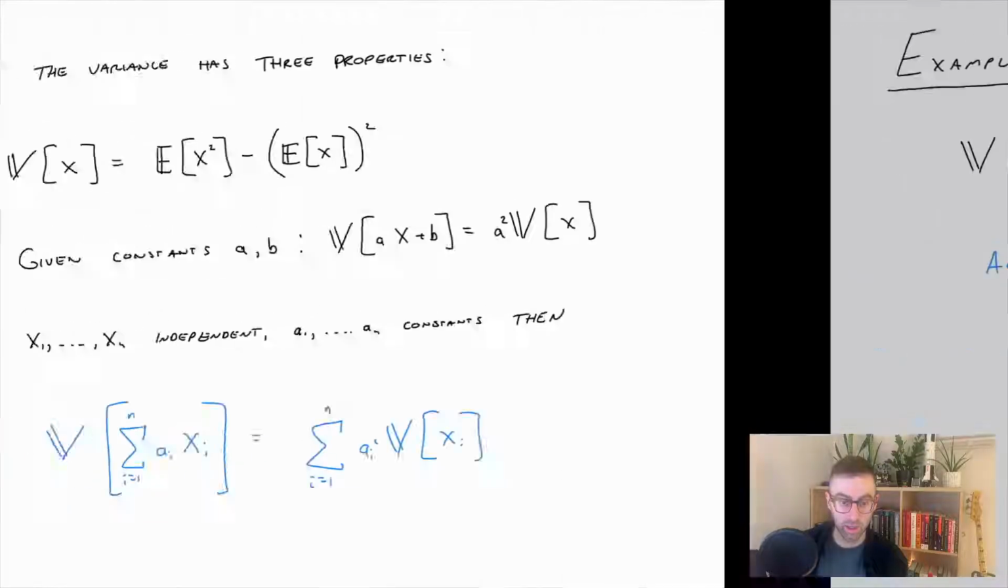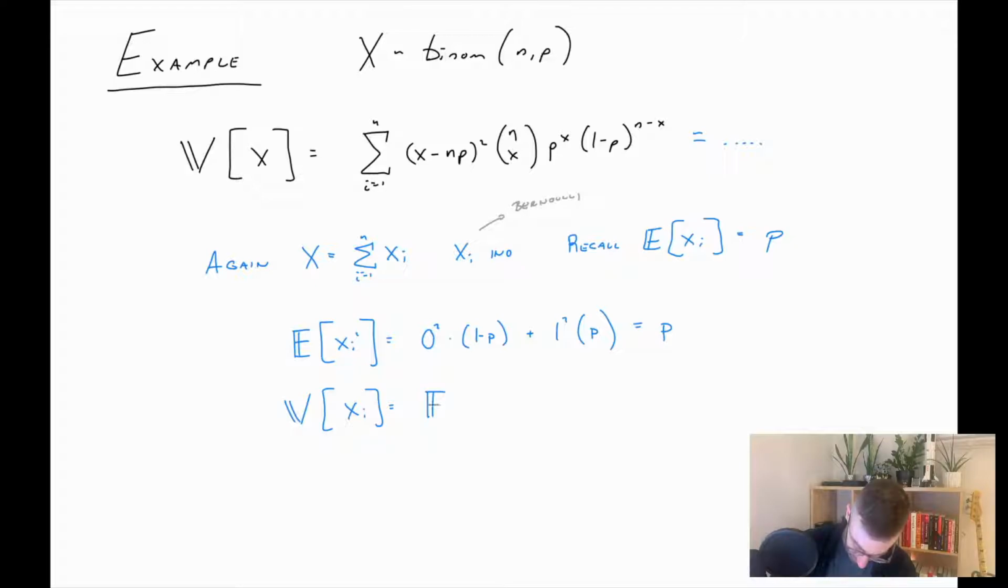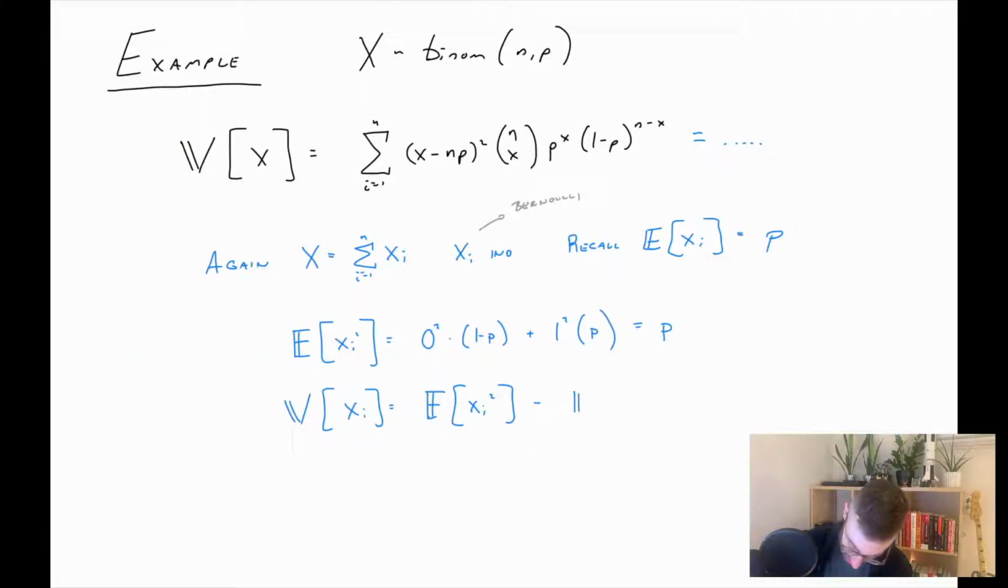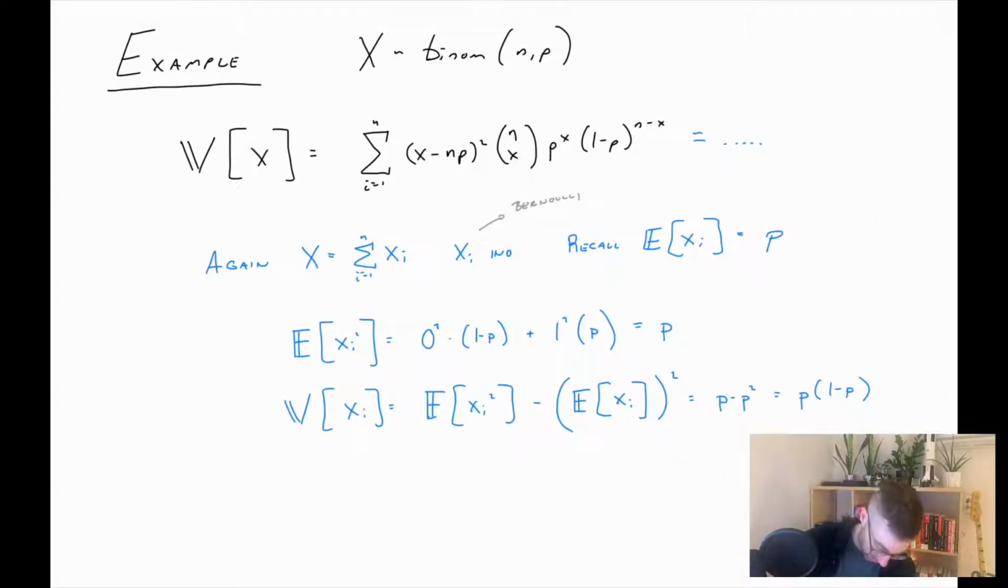So using the first property here, this would be the expected value of xi squared minus the expected value squared, this whole thing squared. And that is p minus p squared, which I think looks better as p times 1 minus p. Okay, great. So now we can use the last property here to get the variance of x finally.